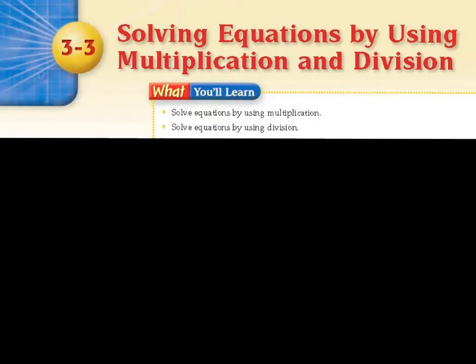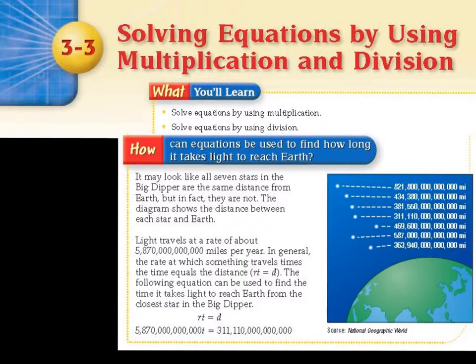The topic for lesson 3.3 is solving equations by using multiplication and division. We'll solve equations using multiplication and learn how to solve equations by using division. They ask the question, how can equations be used to find how long it takes light to reach Earth?